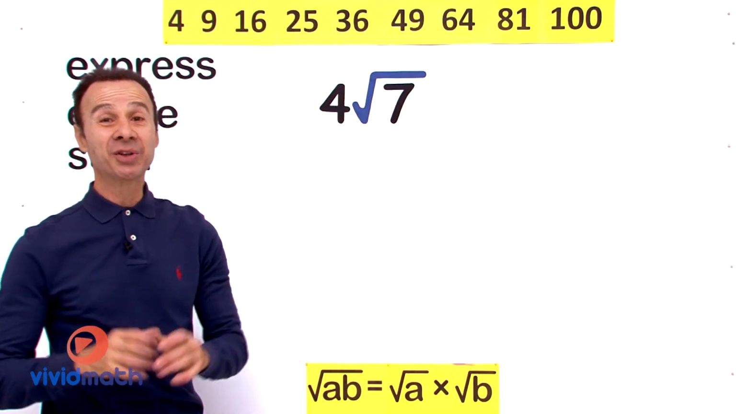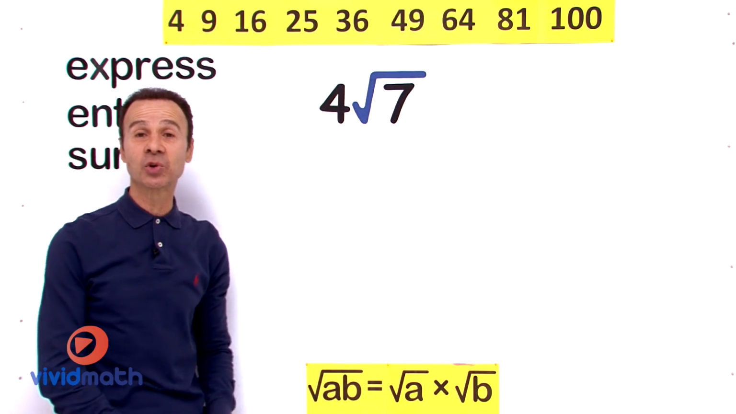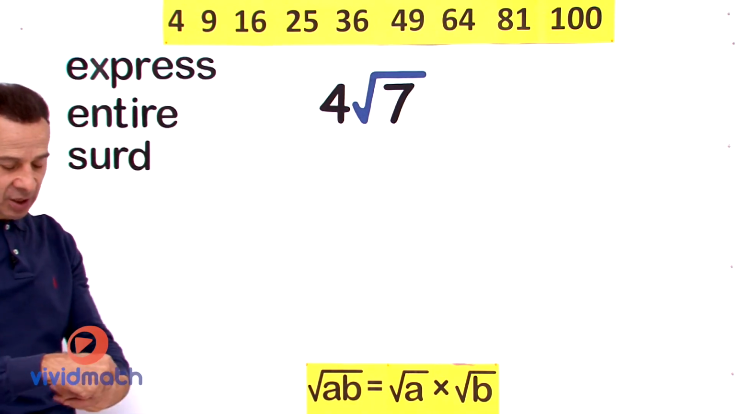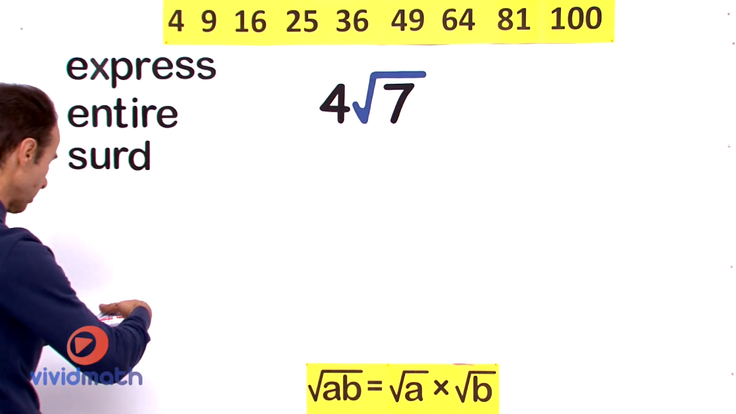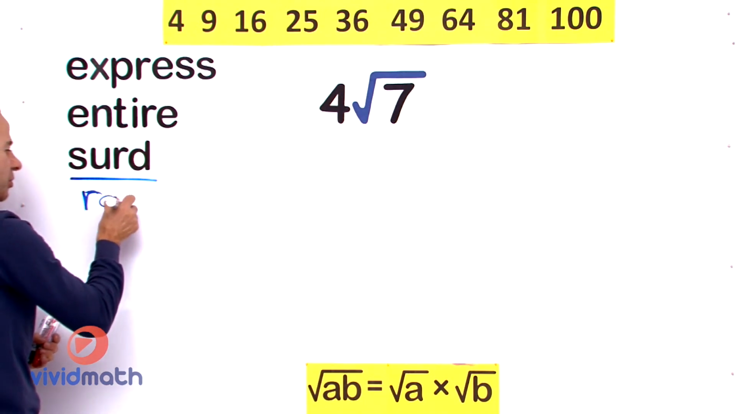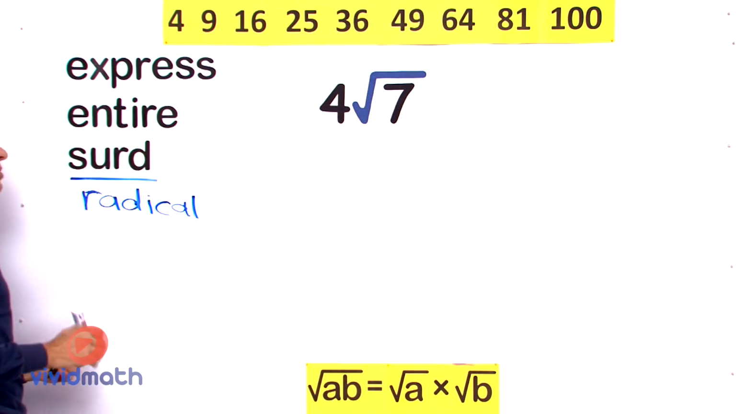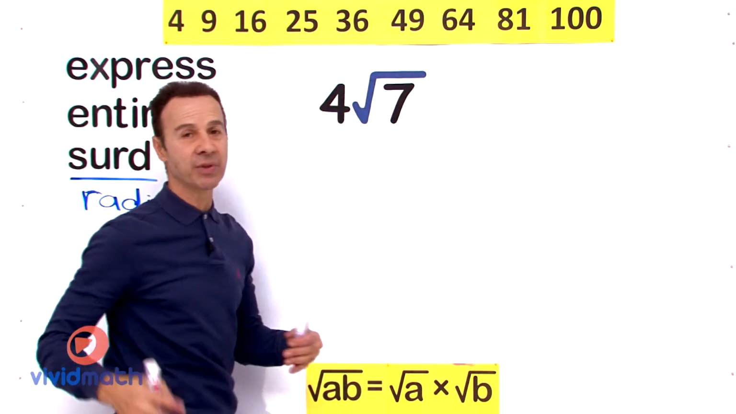All right, we are going to write this expression as an entire surd. Now, surd is also known as a radical. So if your textbook says radical, we'll call it radical. Some textbooks say surd, others say radical. Let me just write down radical. A radical is the same as a surd. That house there, that's the radical, that's the surd.